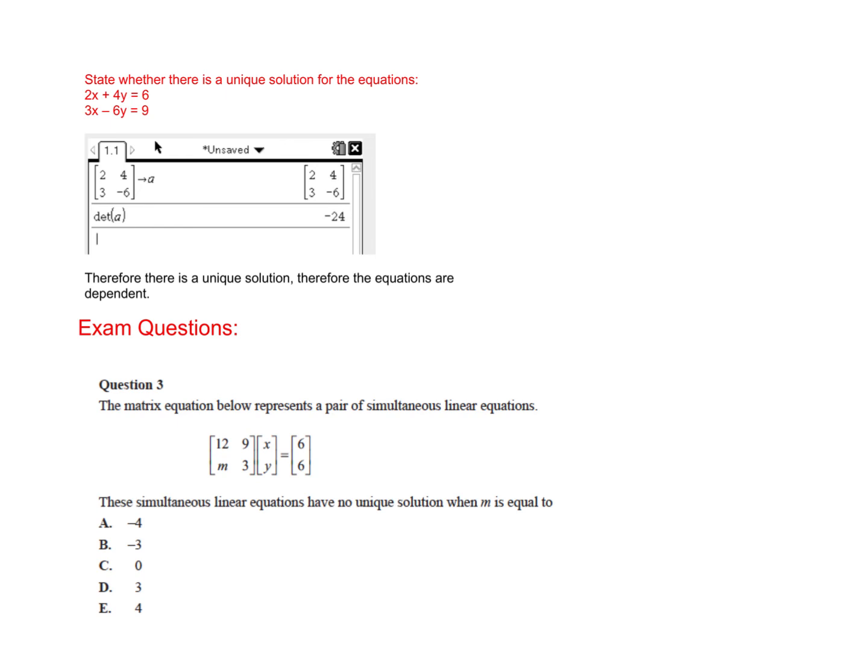So you could have just quickly worked out that the front matrix would have looked like this, and then we could have worked out the determinant would have been 2 times -6 minus 4 times 3. So that'd be -12 minus 12, so it equals -24. So yes, it would have a unique solution because the determinant isn't 0.